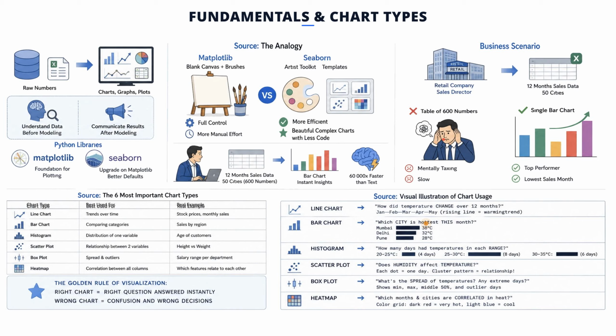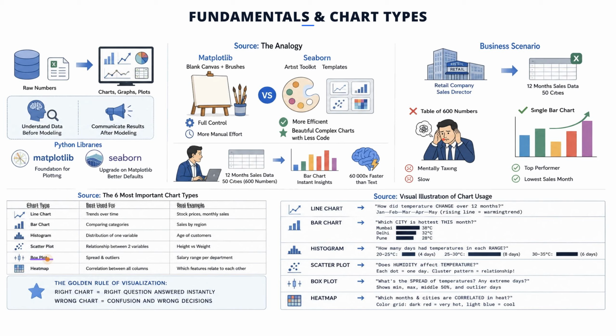When you need to see the distribution of a single variable, you use a histogram. It groups data into buckets, telling you exactly how many days had temperatures in specific ranges. To reveal relationships between two different variables, a scatter plot is perfect. It plots individual dots to help us see if, for example, humidity heavily affects temperature based on clustering patterns.